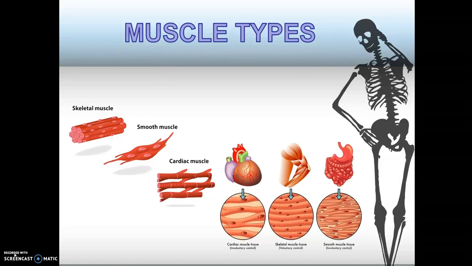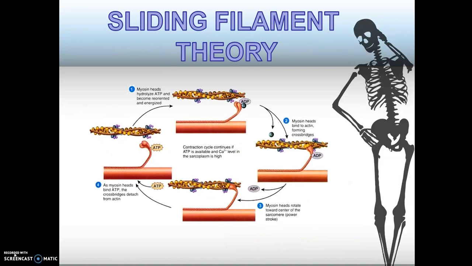The sliding filament theory. This theory explains how muscles contract to make force. Actin and myosin filaments within the muscle fibres join to make cross bridges and slide past one another, labelling a contraction.